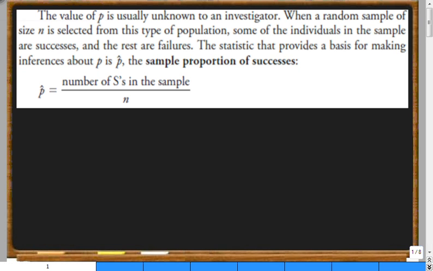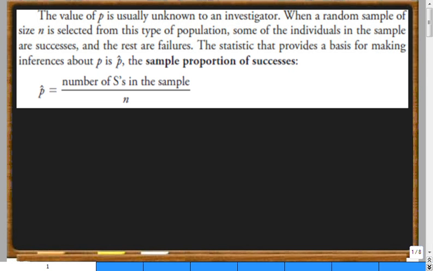Okay, so we're going to talk about the distributions for sampling proportions. If the value of p, which is our true probability, or our unknown proportion, is unknown to an investigator, we need to find that. Generally they take some sample of a certain size, and then you look at the number of successes in the sample over the sample size.